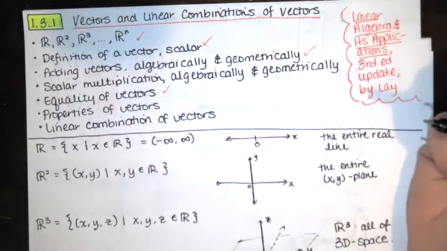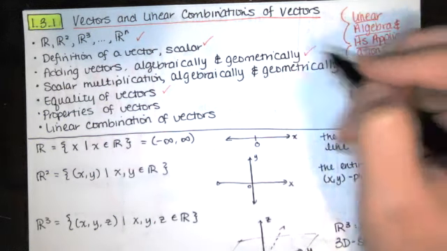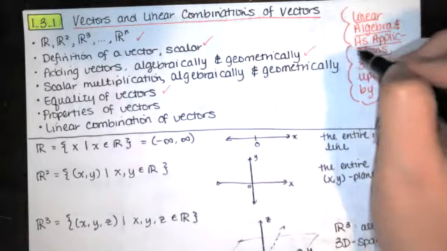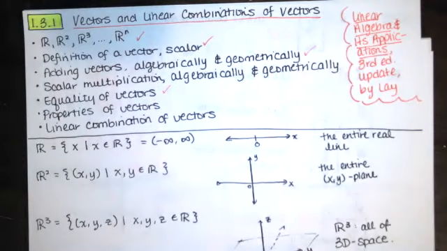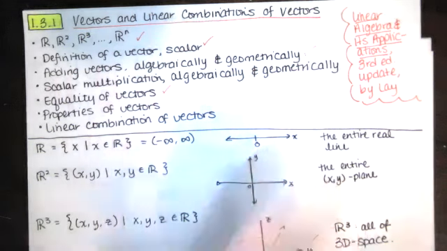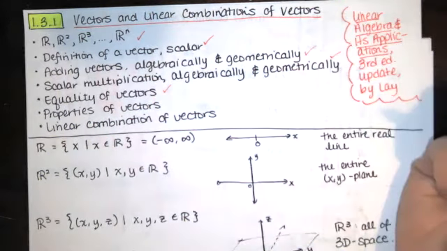But that's how we add vectors. We add tip to tail, or we add component by component. When we're multiplying by scalars, we multiply component by component, and geometrically, we're resizing that vector. And if we're multiplying by a negative scalar, we flip it. Okay.